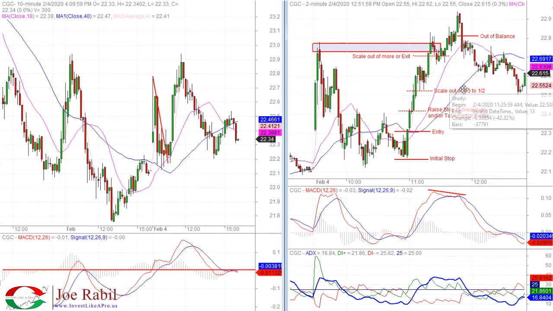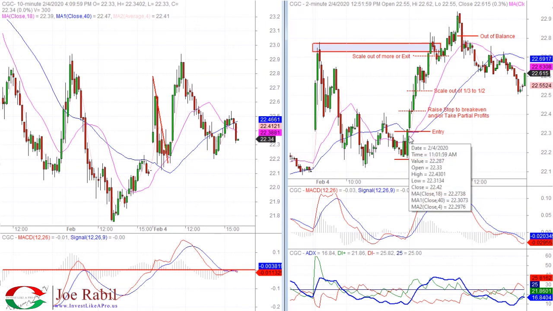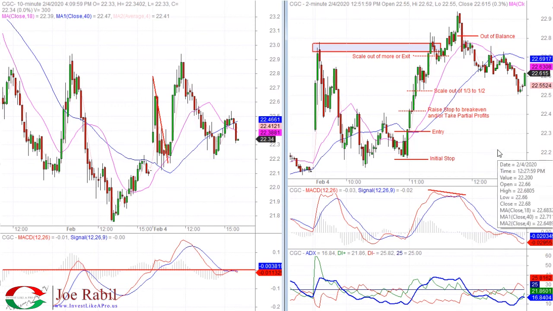I'm going to be very aggressive exiting once I see the momentum divergence in place, because you've gone to a new high. The original entry was 22.30. You've run up to 22.90, risking about 10 to 15 cents on the trade. So you've made a pretty big move relative to your original risk. So I think this is a good example of how to make money day trading.